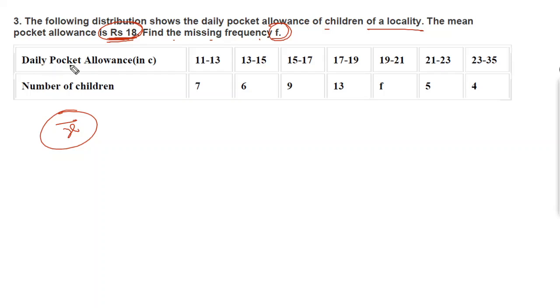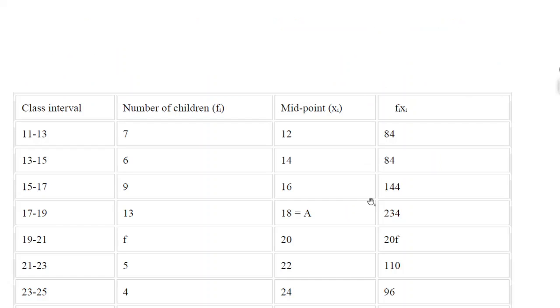So here you have pocket allowance. The first group is 11 to 13 rupees. The number of children getting 11 to 13 rupees is 7. Then 13 to 15 is 6, and 15 to 17 is 9, and like this. Here you have 19 to 21 rupees. The number of students is f, and here we have to find this f. Okay, so let's try. First of all, we have to make a table. So let's move to the table section.